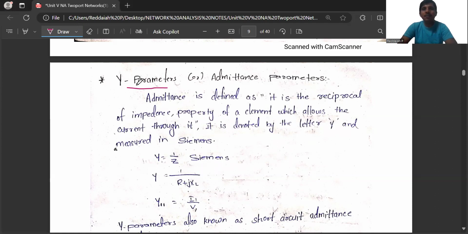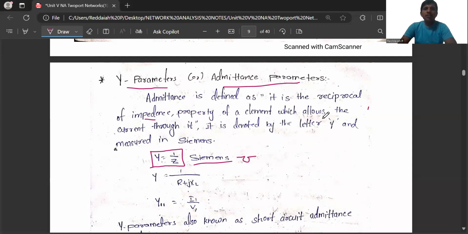Y parameters are nothing but admittance parameters. Admittance is the reciprocal of impedance. The reciprocal of impedance is called admittance, Y equal to 1 by Z. That we have to remember. The unit of admittance is Siemens or mho.